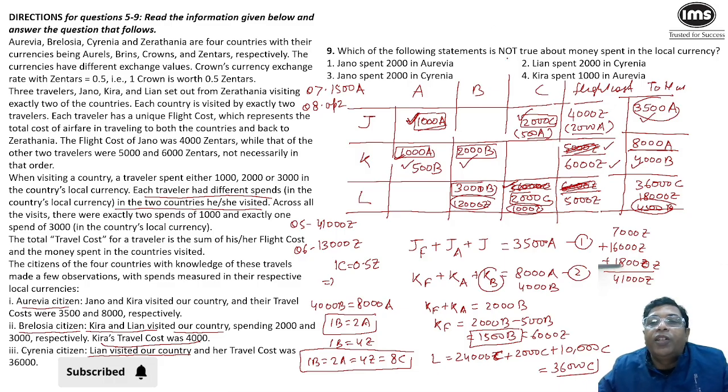And which of the following statements is not true about money spent in local currency? J spent 2000 in A. J spent 2000 A is not correct. L spent 2000 in C. L spent 2000 in C is absolutely right. J spent 2000 in C. J spent 2000 C is also correct. And K spent 1000 in A is also correct. So what is not correct is option number 1. So for question number 9, option 1 is the correct answer. That's all. Thank you.